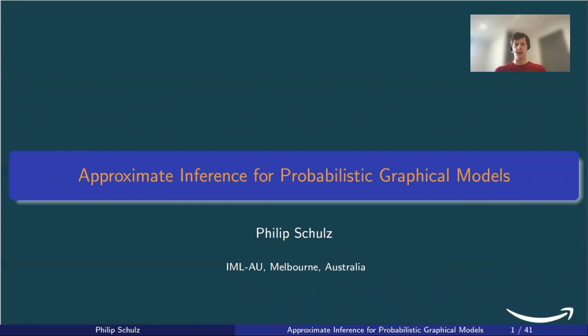My name is Philip Schulz, and as you can see from the slide, I'm located in Melbourne, Australia. So the machine learning team in India of Amazon actually has a little outpost in Australia, and that's where I'm located. And what I'm going to talk you through today is approximate inference for probabilistic graphical models.